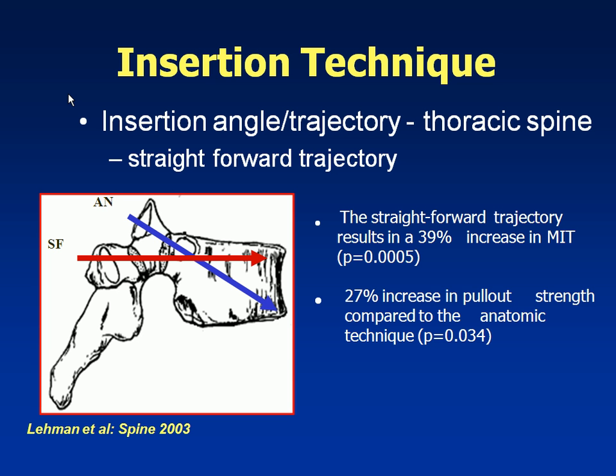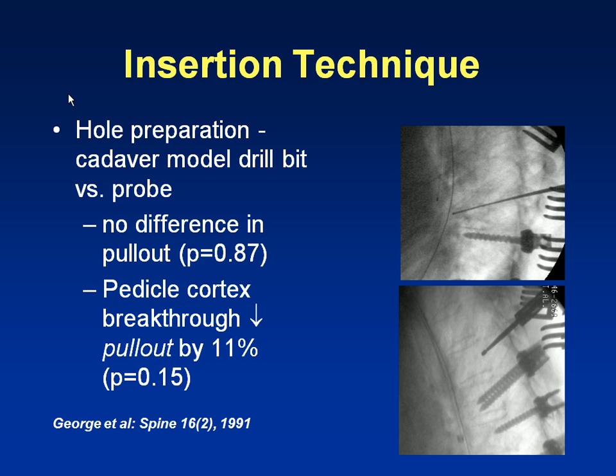The other important factor is the insertion angle or trajectory, and this study has shown that when we use the straightforward technique compared to the anatomical trajectory, which is shown as blue here, with the straightforward technique we will have at least a 27% increase in the pull-out strength compared to the anatomical technique. So this should be preferred in osteoporotic patients.